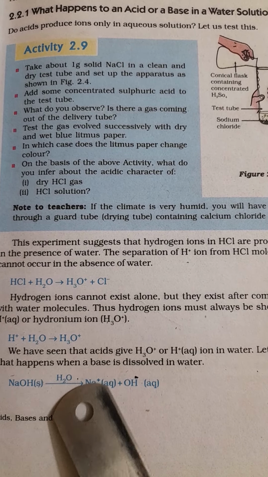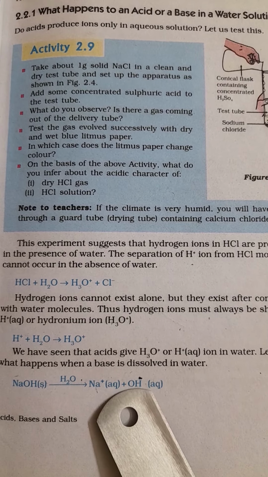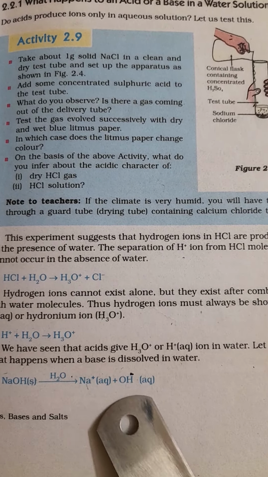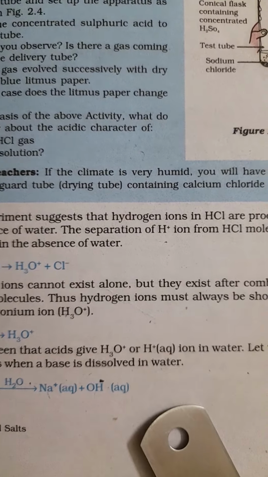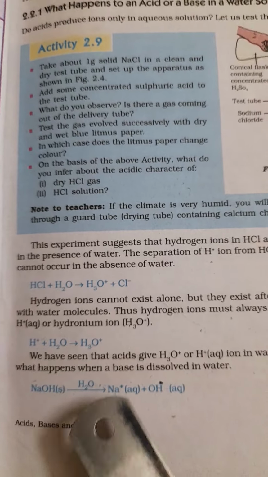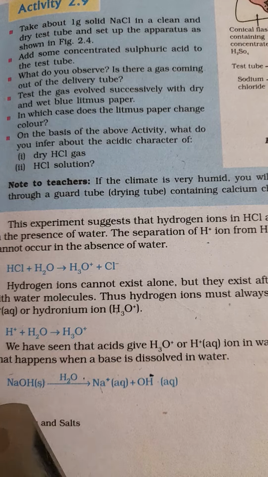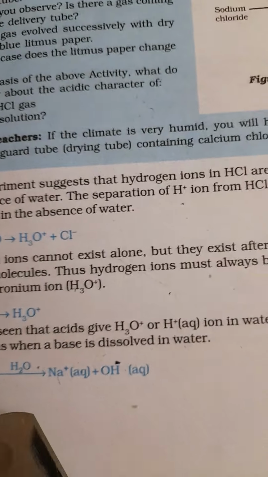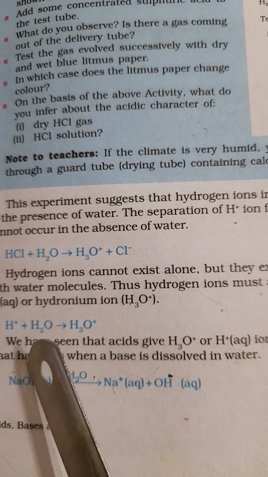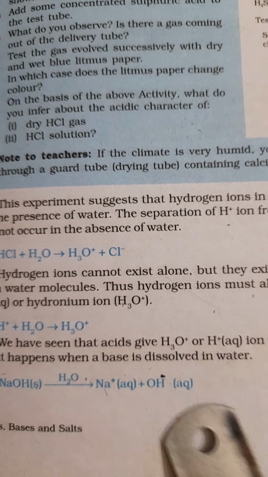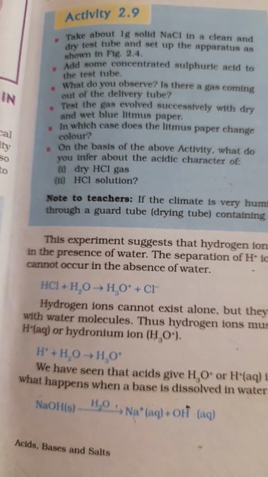We learned a few equations. NaOH, when it reacts in a water medium, splits into Na plus ions and OH minus ions. Acids give H3O plus or H plus aqueous ions in water. Now we were talking about what happens when a base is dissolved in water. It dissociates, or splits, into Na plus and OH minus ions. So what are ions? Do you know what is meant by an ion?